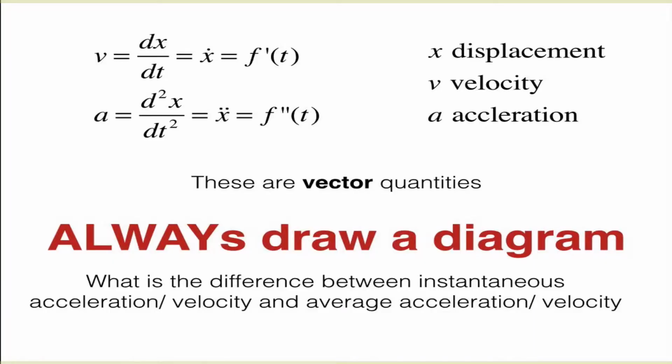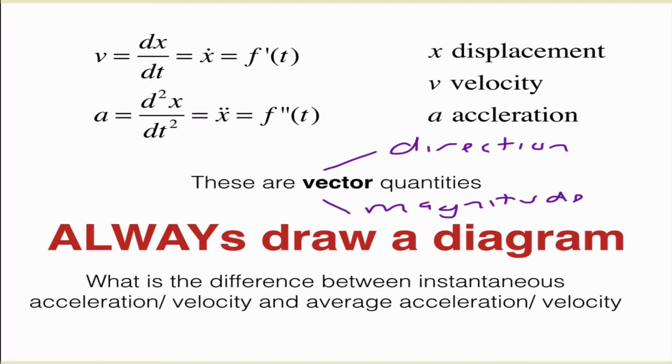The first is displacement. Displacement is the vector version of distance. Now, a vector quantity means that it has both direction and magnitude. So the difference between distance and displacement is that a displacement has a direction as well as a magnitude. So if we start off with x as some function of time, so displacement as a function of time, we can then derive two other quantities.